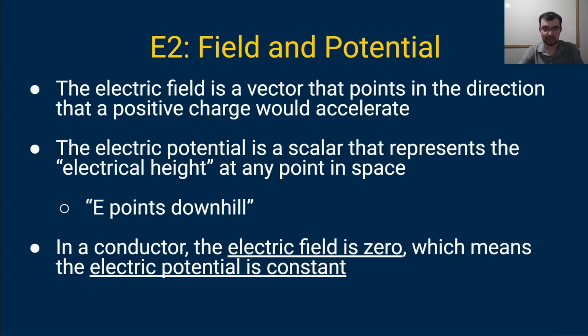E actually points downhill, so the electric field points towards a lower potential. So in a conductor, the electric field is zero, because if the electric field wasn't zero, the charges would still move around to make it zero.